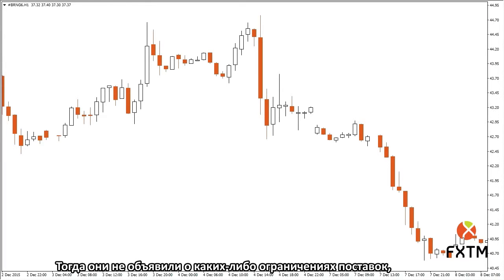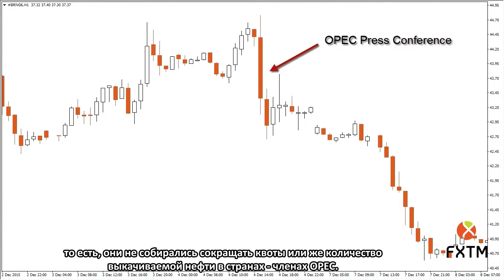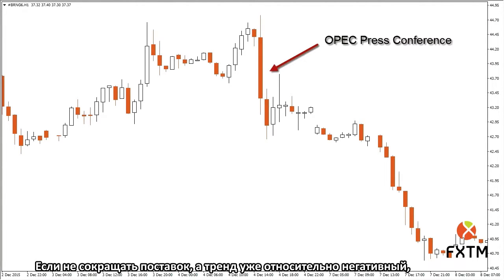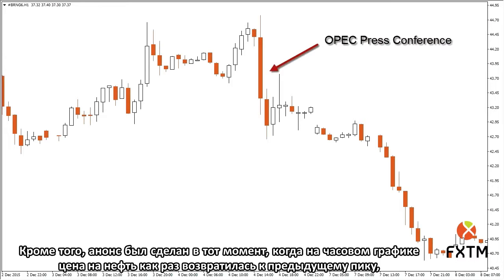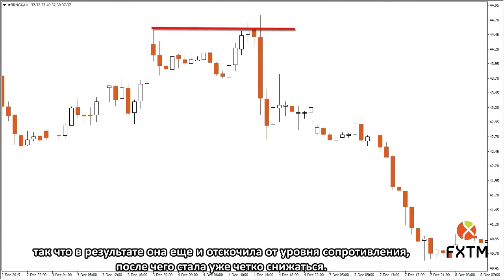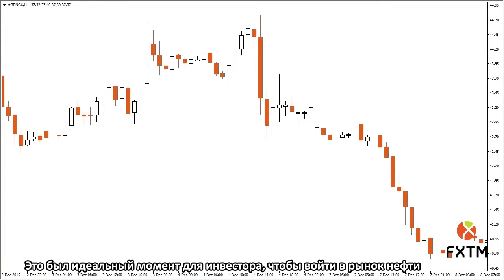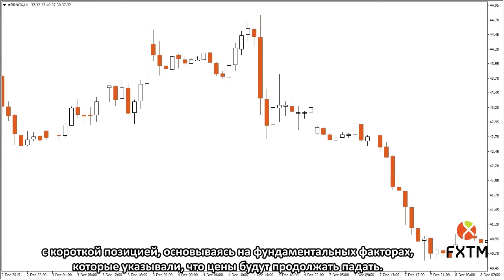Well, at the time, they did not announce any restriction to supply, so they were not going to be cutting the quotas or the amount of oil that they were going to be pumping from the petroleum exporting countries that are members of OPEC. So, of course, if you're not going to constrain supply and the trend had already been relatively negative, then the price is probably going to continue to decline. They made that announcement at the same time, again on the hourly charts, where oil was coming back up to a previous high. So it was bumping up against a resistance level, and sure enough, it began to decline. This presented an ideal opportunity for an investor to get direct exposure to the oil market based on fundamentals that were indicating that prices were going to continue to fall.